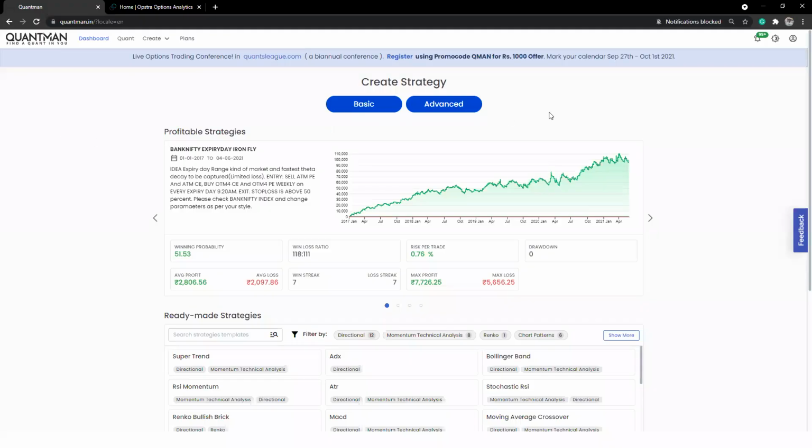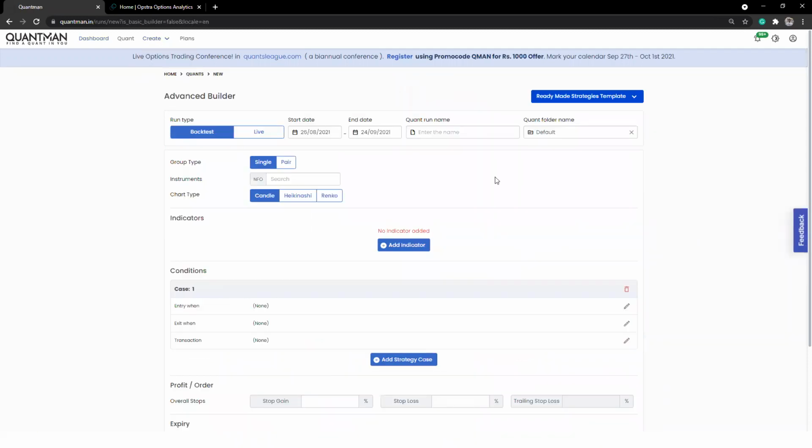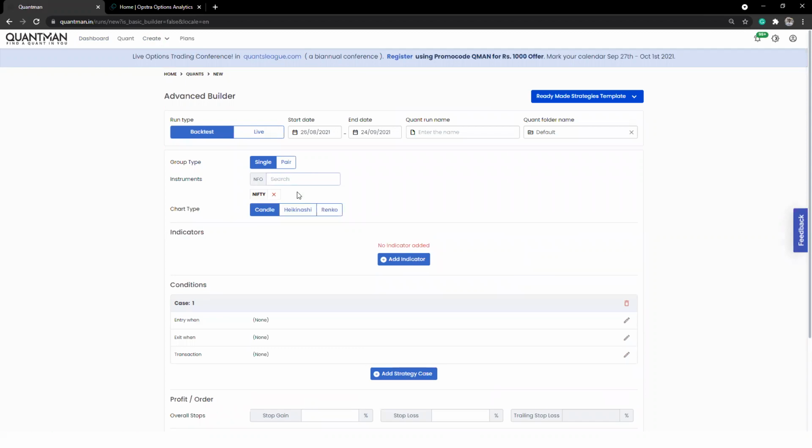So in this QuantMan, I'm going to build a couple of simple strategies. First, I'm going to build a simple super trend based trading system using futures. So I'll go to the advanced builder over here. I'm going to build a very simple approach to the trading system. So I'm going to go and select Nifty futures, or Bank Nifty futures, it doesn't matter.